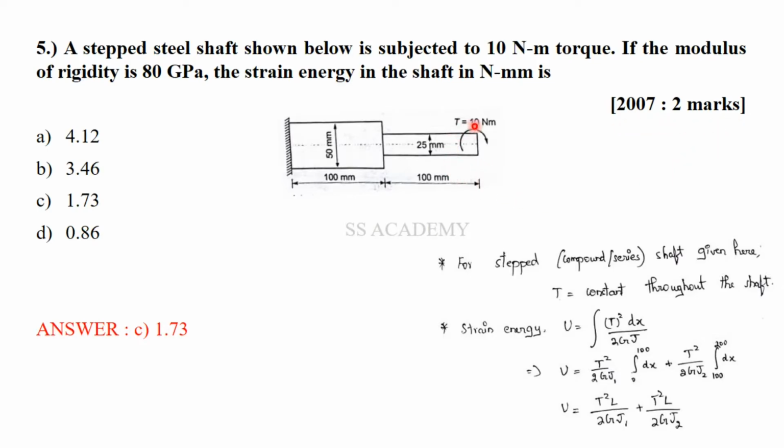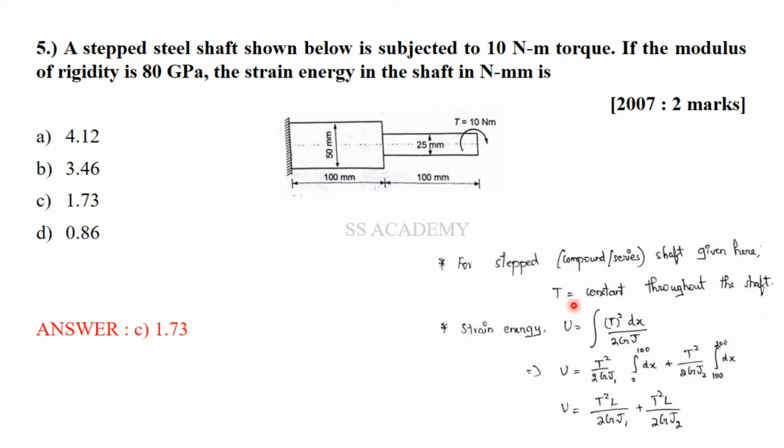Since it is subjected to a torque, we need to find the strain energy in terms of torque itself. Consider this as two different bars in series connection. So for a stepped, that is compound or series shaft, we know that if the load is applied only at the extreme end, we will have the load constant throughout the bar, that is throughout the series connection.